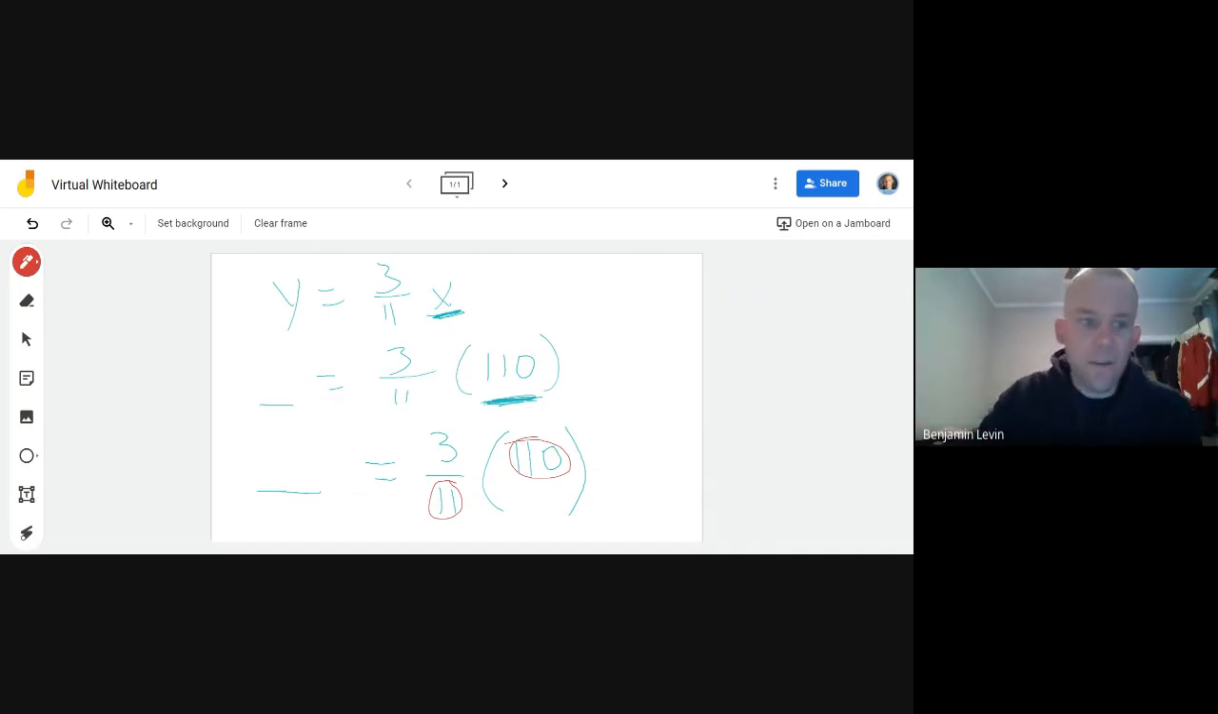You can look at 110 as the same as 110 over 1, right? So that makes it a little easier for us to look at. We have two fractions now. A whole number 110 is the same as 110 over 1. So look at this. How many times does 11 go into 110?